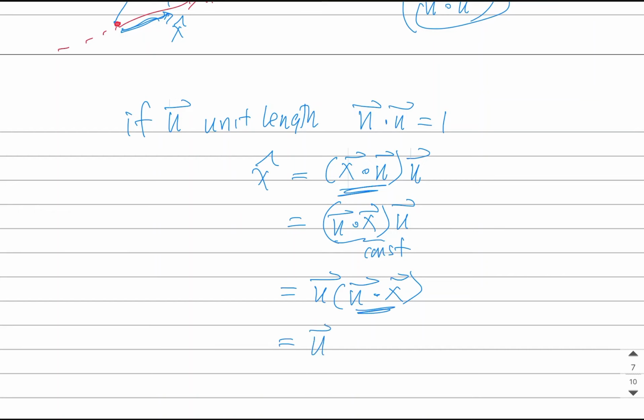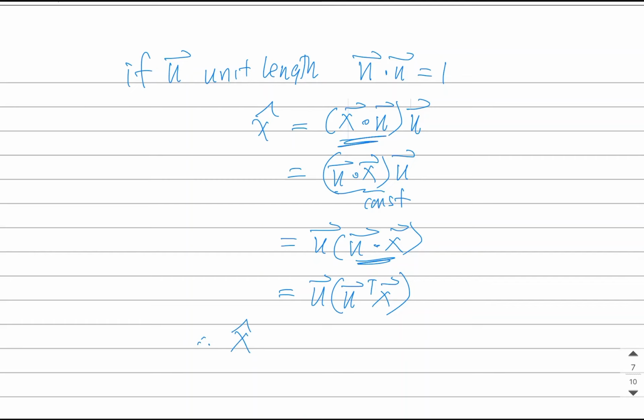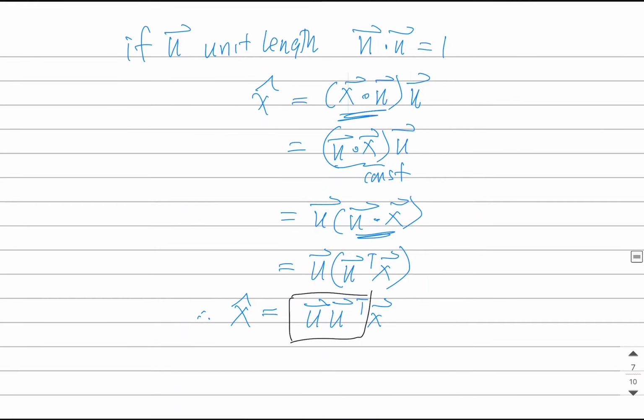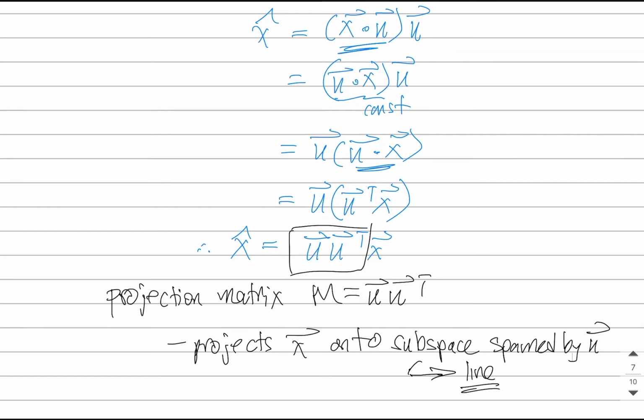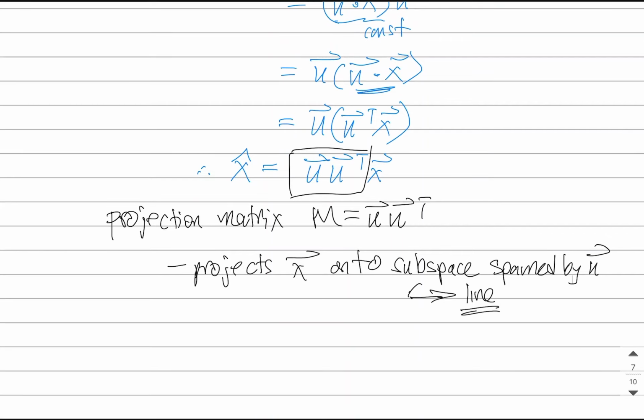We'll say that this is u times u transpose times x. And what I've got here is that this projection is given by u u transpose on x. And that's the key here. These things are what we see in that spectral decomposition. This is called the projection matrix. M is equal to this thing, u times u transpose. This matrix will project x onto the subspace span of u. I should say the subspace spanned by u. Now, in this case, that subspace is a line because there's only one vector. And now, that's the whole idea.